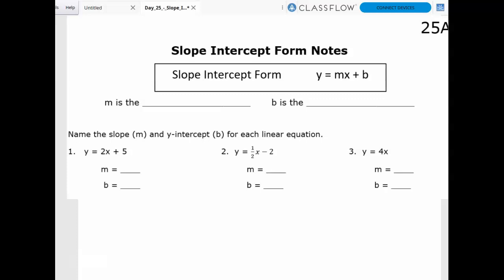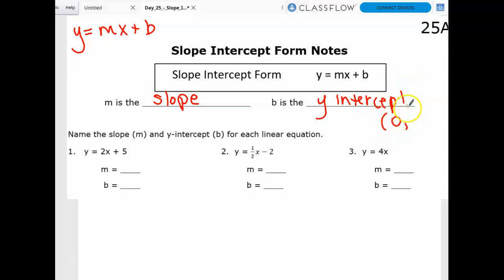Today we're going to learn something called slope-intercept form. Slope-intercept form is the form y equals mx plus b. In this form, the m is the slope, just like we learned last class. The new variable we're introducing is the b. The b is the y-intercept. If you remember, a y-intercept is an ordered pair. It starts with 0, and whatever the b value is would go there. That would be the y-intercept.